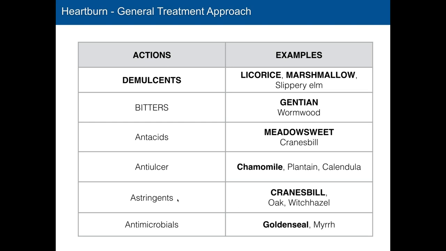Astringents I use rarely. This would be more in a severe case where I need to have a suppressive action. So if they had an active GI ulcer, gastric ulcer, I might use cranesbill. Oak and witch hazel are also fine to use as well. I just usually use more of the cranesbill. I don't know why. It's just that the eclectic doctors used it more for digestive stuff, so I like using it. And then finally, there's a whole slew of antimicrobials you might need to use if you're treating an H. pylori infection, okay?